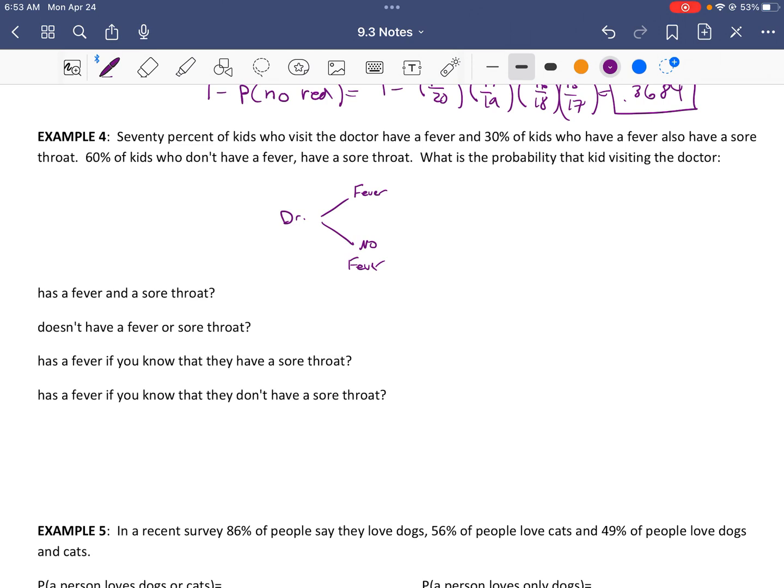It says 70% of kids who visit the doctor have a fever, 0.70, 30% don't. 60% of kids who don't have a fever have a sore throat. So we've got sore throat, 0.60. This would be not a sore throat. It's got to be 0.40. It's got to add up to 1. And then we were told 30% of kids who have a fever also have a sore throat. So this would be sore, 30%, not sore, 70%.